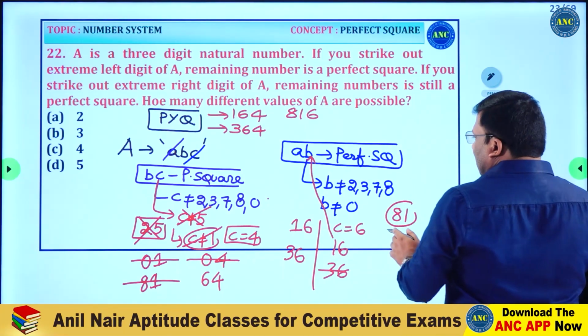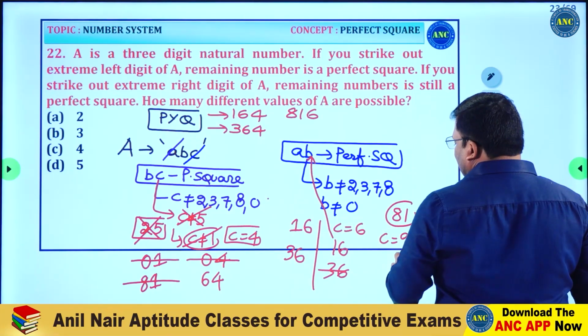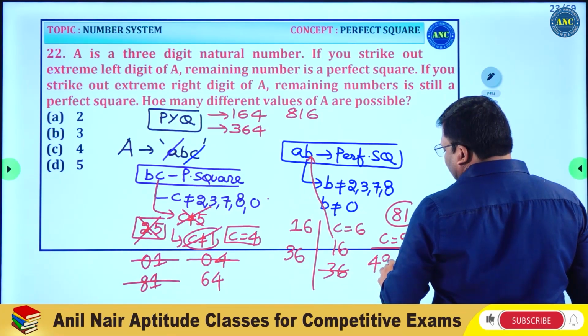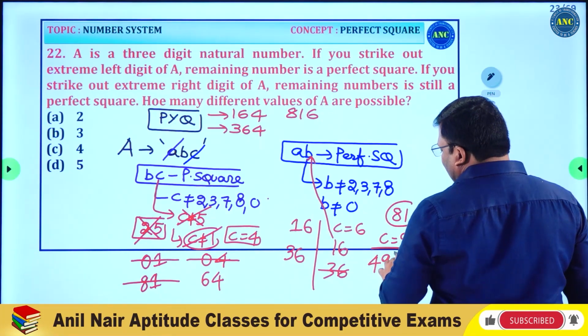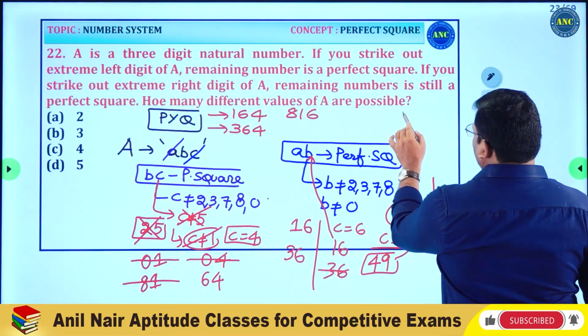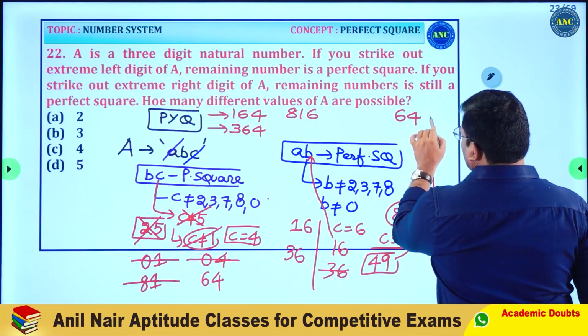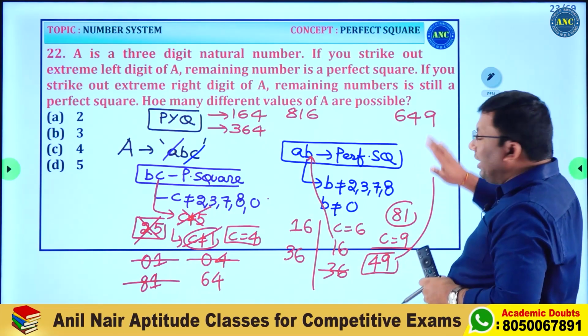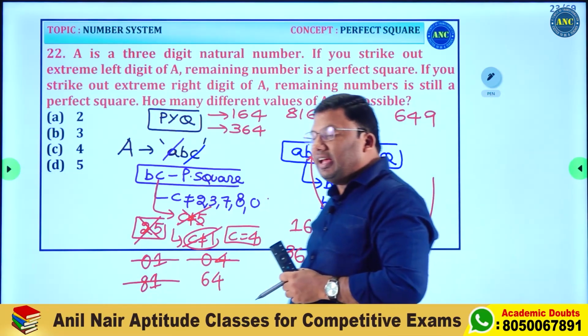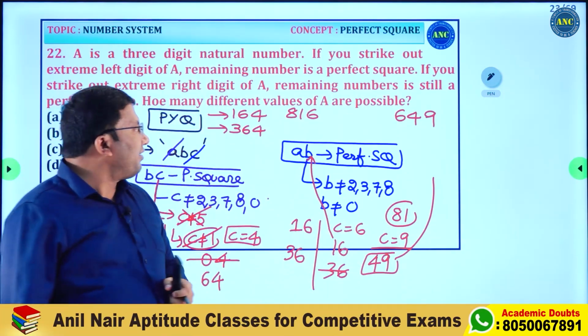The last case is C is 9. If it is 9, it could be 7 squared, 49, or 3 squared, 09. It cannot be. What are the perfect squares ending with 4? 64. So 649. 9 is eliminated, 64 is a perfect square. 6 is eliminated, 49 is a perfect square.